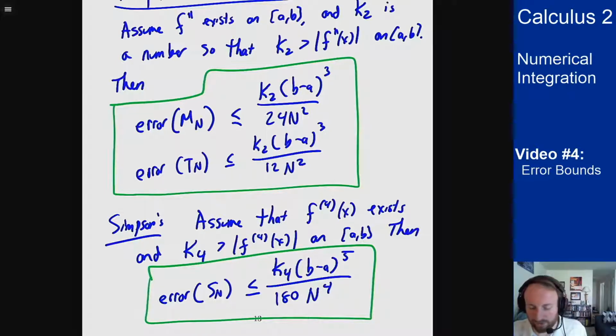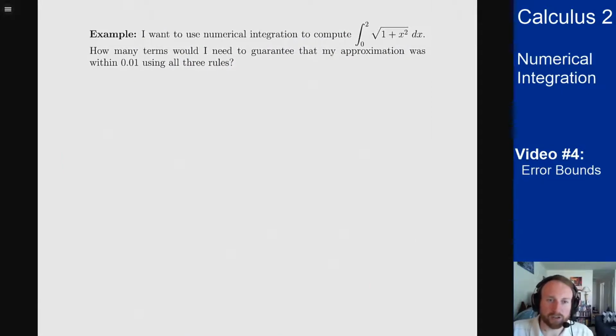And here are the formulas you need for the error bounds, and we'll see how they apply here in a second. So I want to use numerical integration to compute the integral from 0 to 2 of root 1 plus x squared dx. This is something you could do manually if you wanted to, because that's a trig sub, one that you could work out pretty straightforwardly. How many terms would I need to guarantee my approximation is accurate to within 0.01 using all 3 rules?